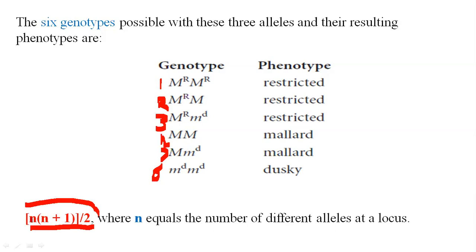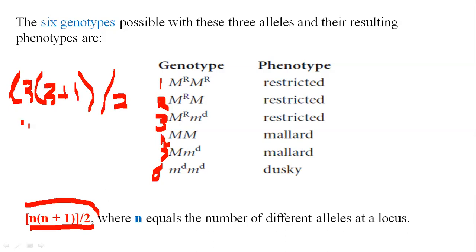How? Look at this one. Three alleles are there. In the bracket we write 3, and then 3 plus 1, divided by 2. So 3 into 4 is 12, right? Yes, 12 divided by 2. So there will be 6 possible genotypes.